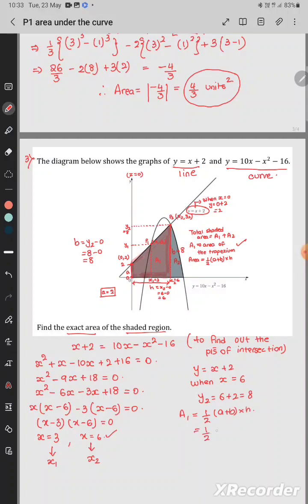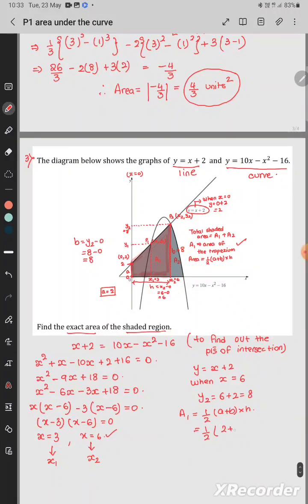So half into A was 2, B is 8 and H is 6. This goes 3 times, so 10 times 3, 30 is the area under the trapezium. So we are done with finding out A1.